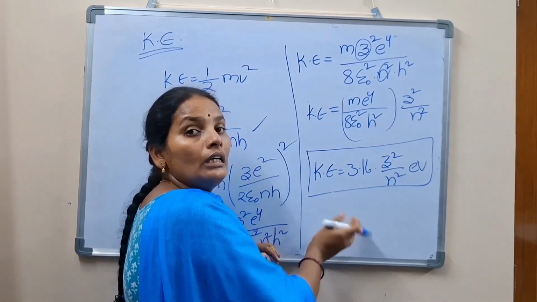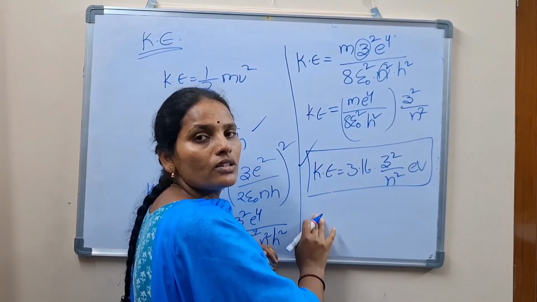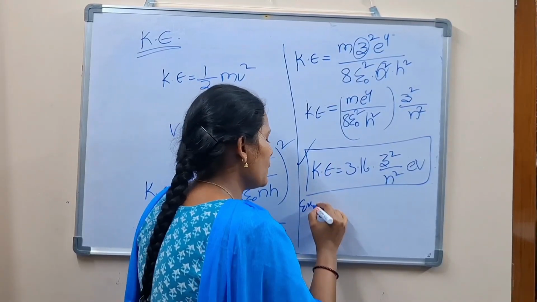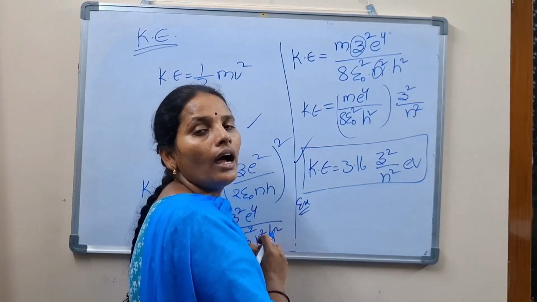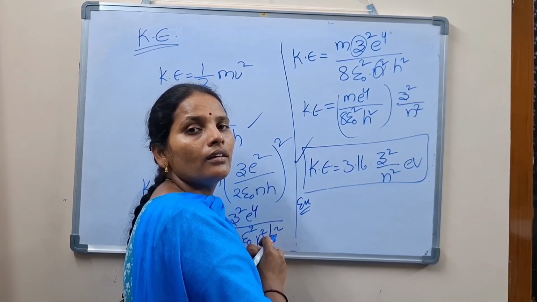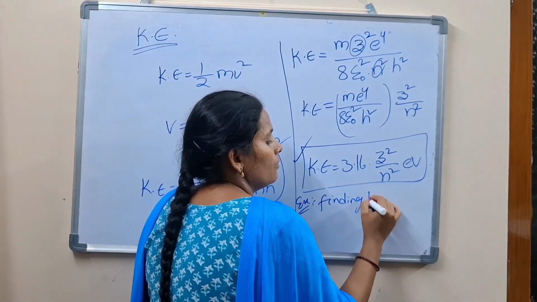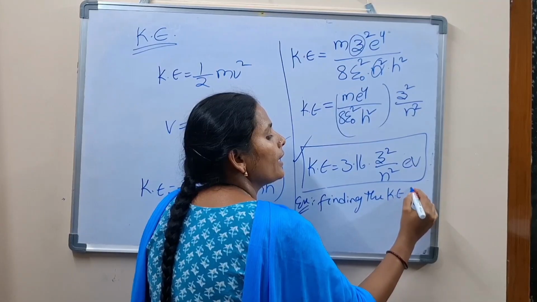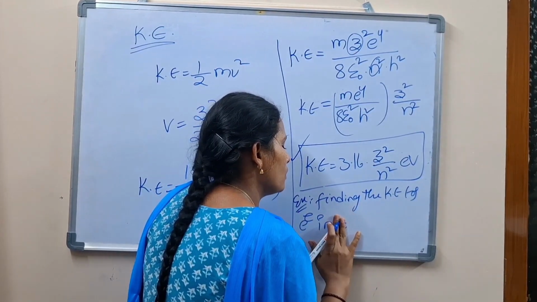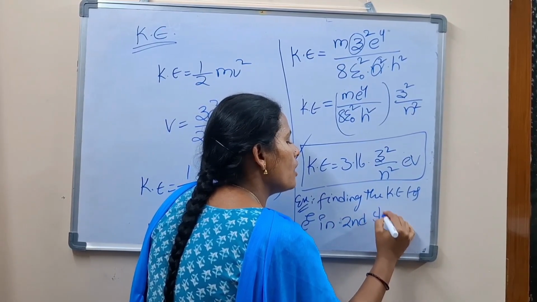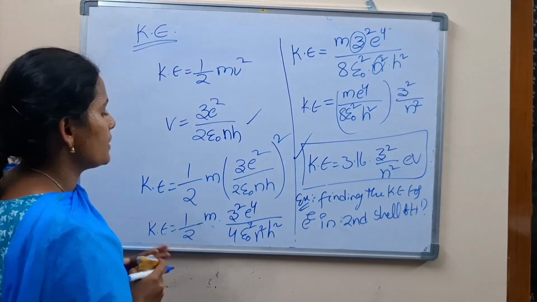The electron radius is derived here, the velocity is derived here, and the kinetic energy is also derived. Let's take an example calculation: finding the kinetic energy of the electron in the second shell of hydrogen.